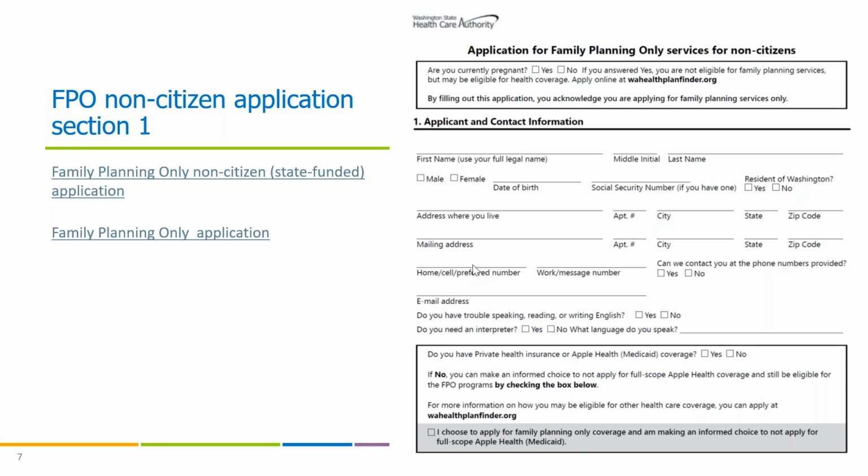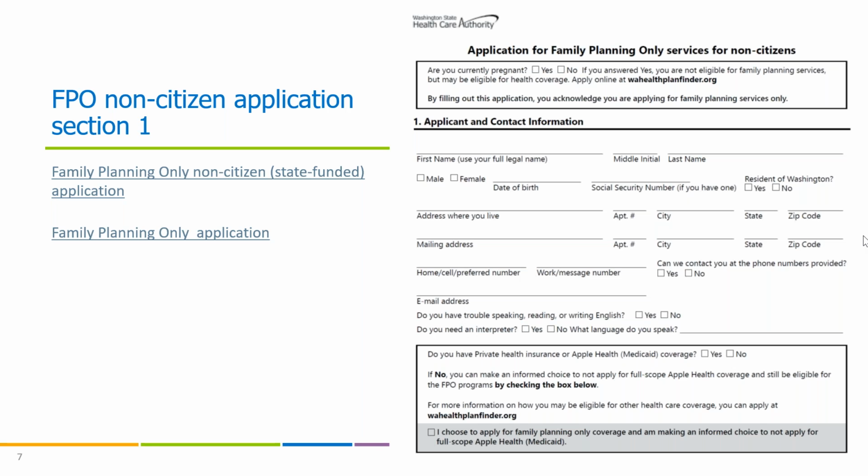So the part where it says Social Security number, on the application for citizens, that's all it says, just Social Security number. But for the application for family planning only services for non-citizens, we added the text in parentheses "if you have one," and that's because we know that if the individual you're assisting with filling out this application, or the individual themselves, does not have a Social Security number, it's fine. They don't have to have it on there.